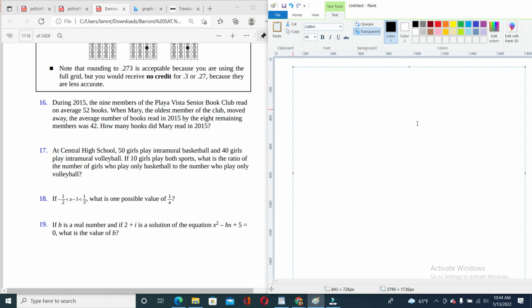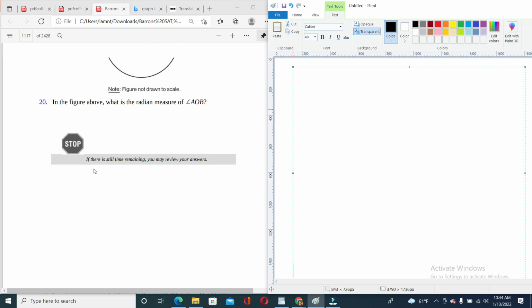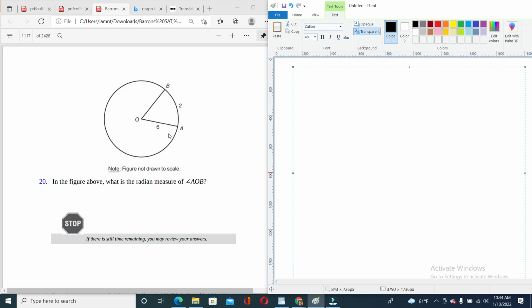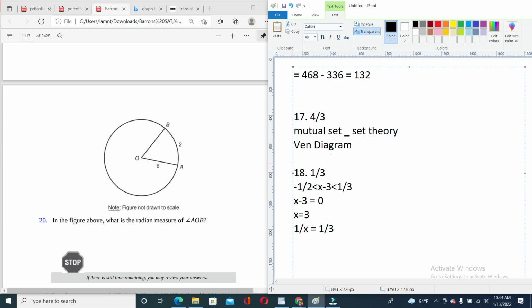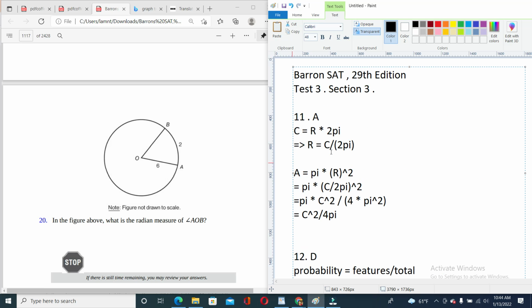So let's show number 20. Okay, so on the 20 they ask us about the measure of angle AOB in radian. Okay, so let's look at those exercises one more time before we move on.